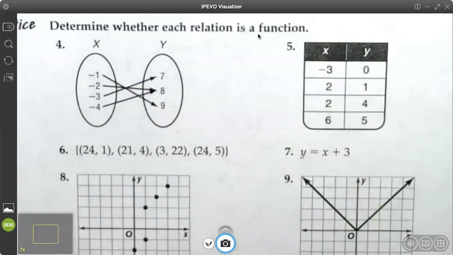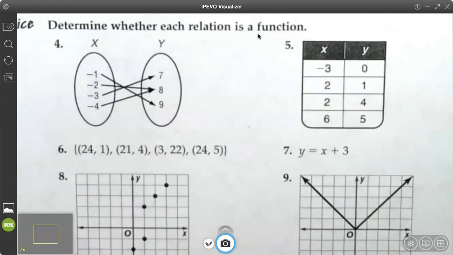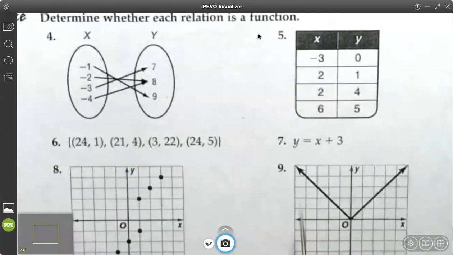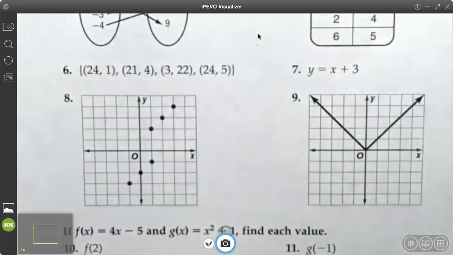Number 6, is it a function? No. Which x value messes it up? The 24. X value of 24 has a y value of 1 and a y value of 5, so not a function. Number 7, is it a function? Yes, no matter what you input for x, you're going to get a different output. 1 here, 4 here, 2, 5, 3, 6, 4, 7, 0, 3. So yes, that is a function.